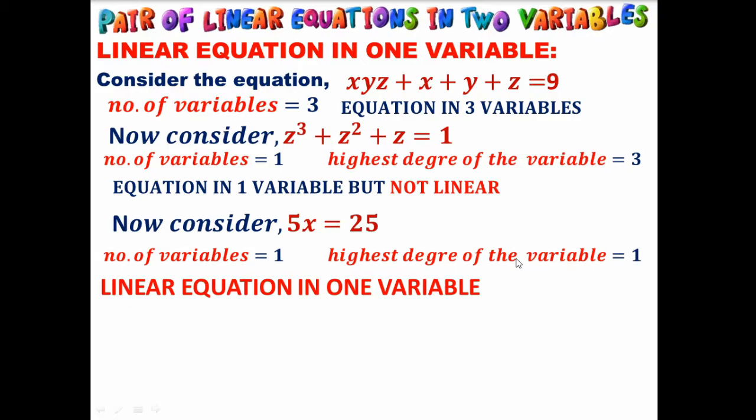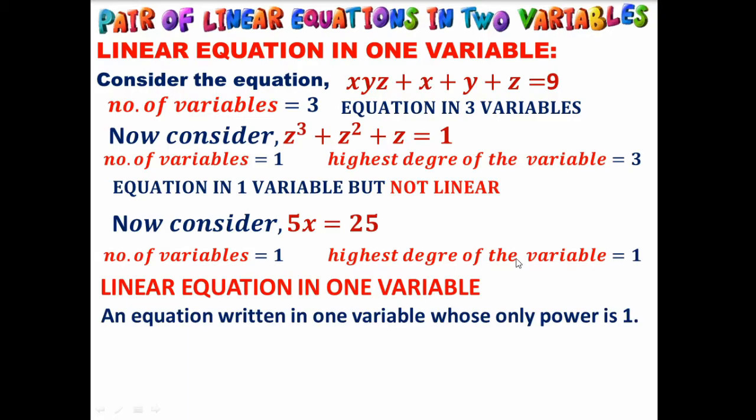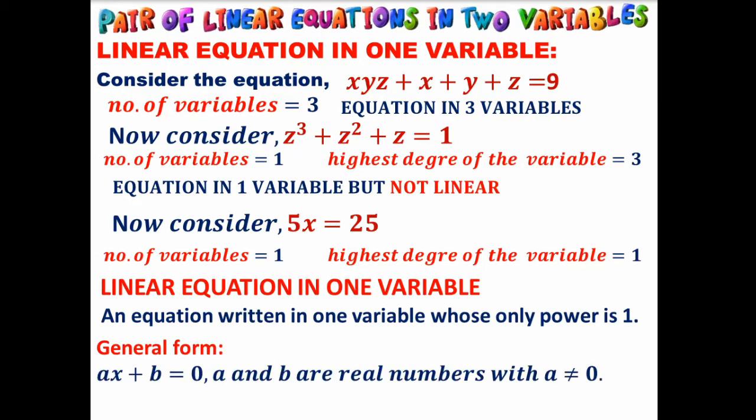So now it's easy for me to define a linear equation in one variable. The definition is that an equation written in one variable whose only power is 1. So a linear equation in one variable means that the equation should have only one variable and the power of that variable should also be equal to 1. That is called a linear equation in one variable. And the general form of a linear equation in one variable is ax plus b equals 0, where a and b are real numbers with a not equal to 0.